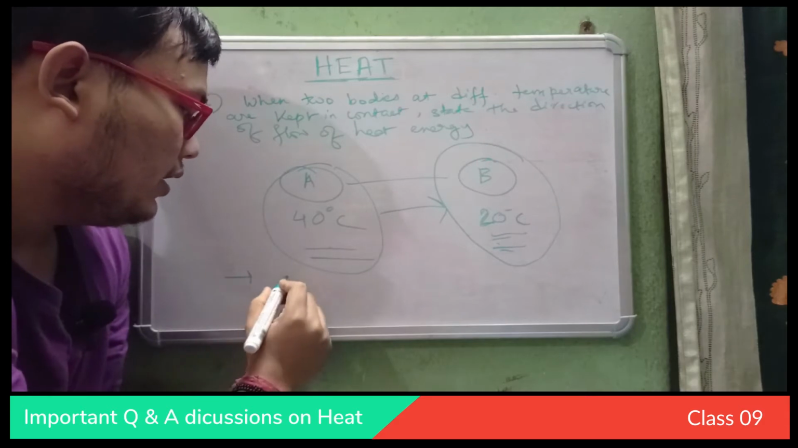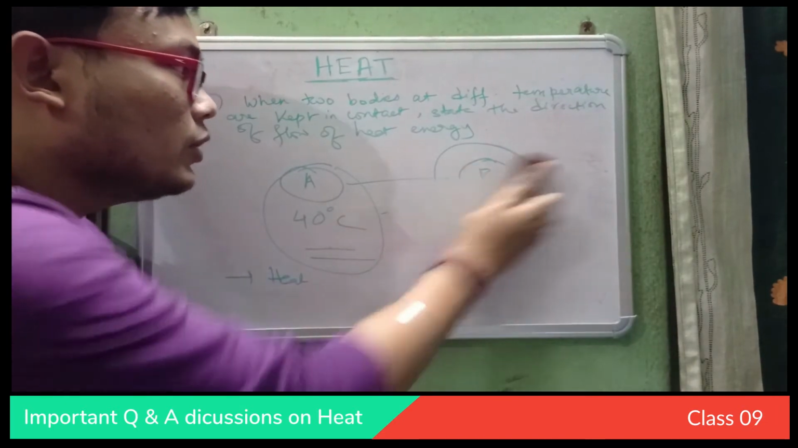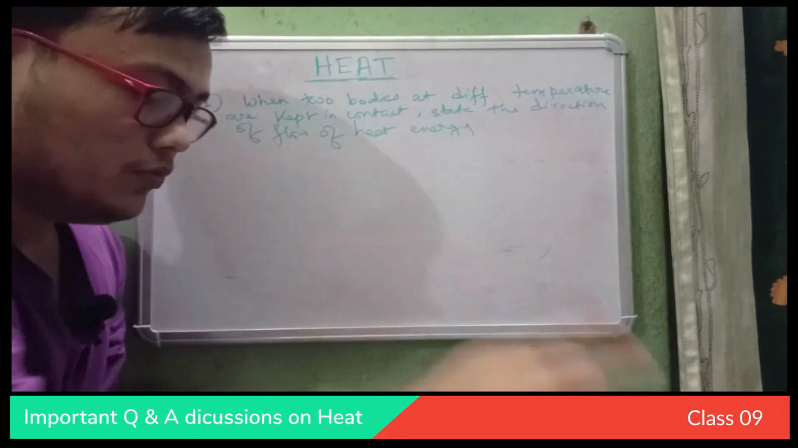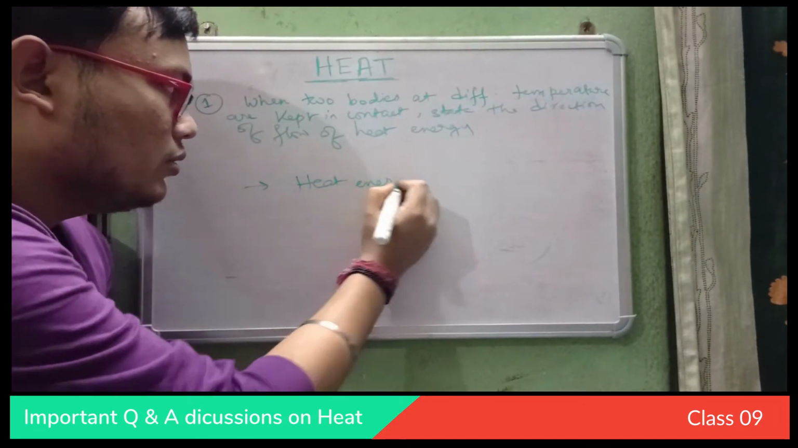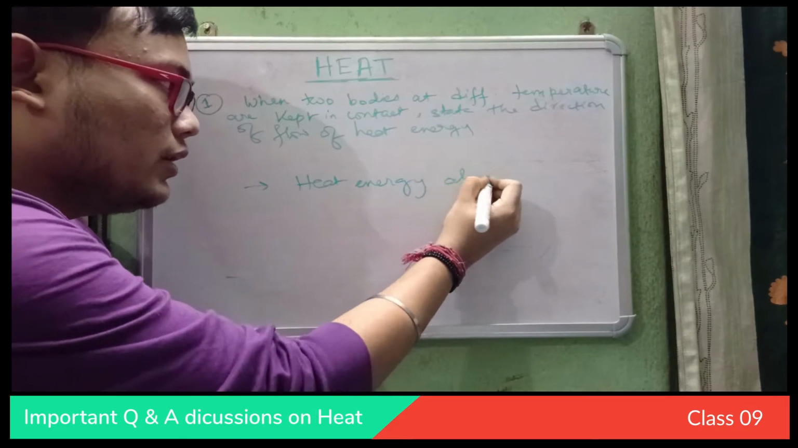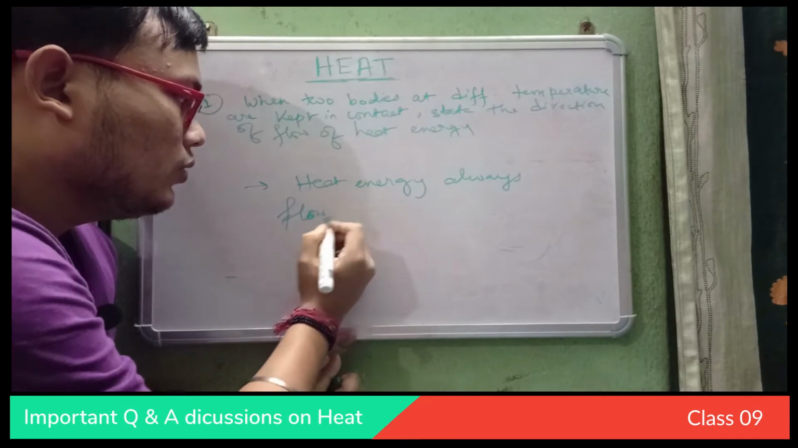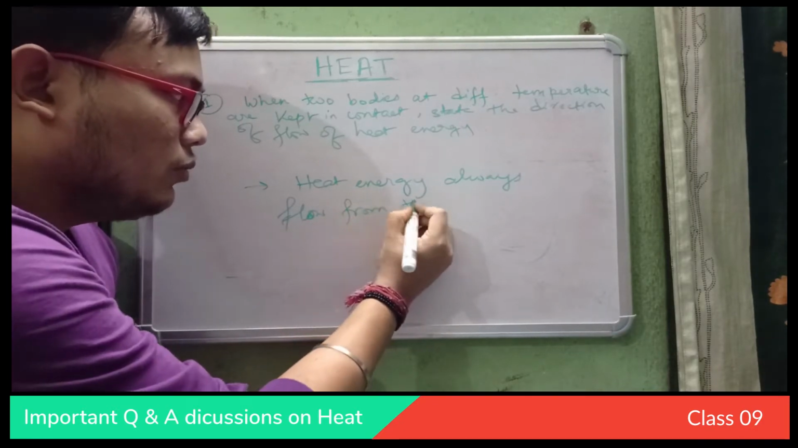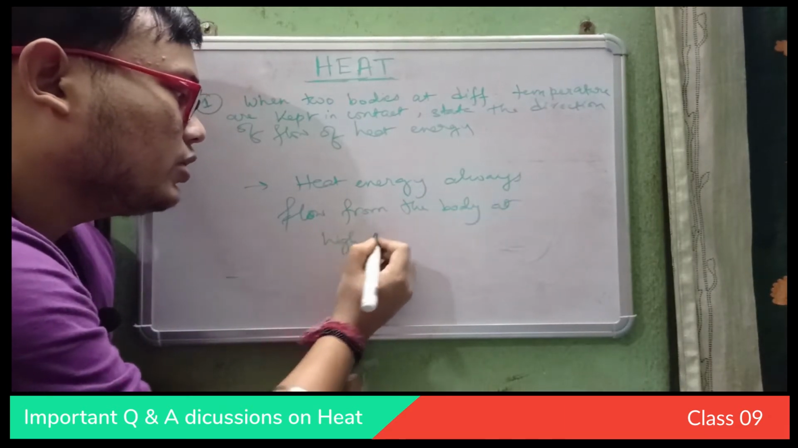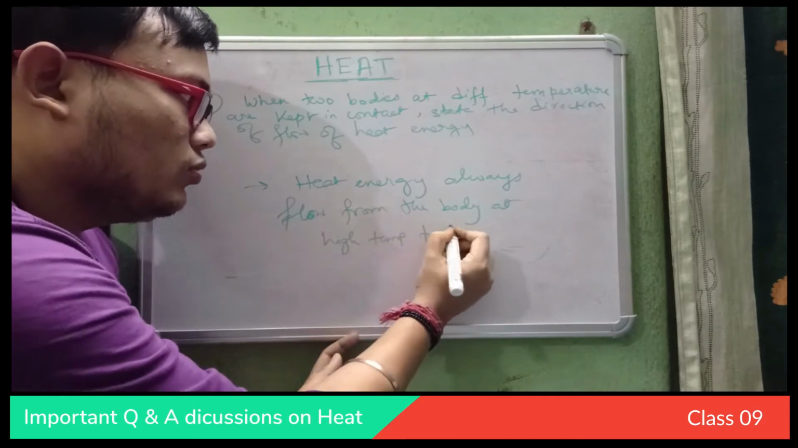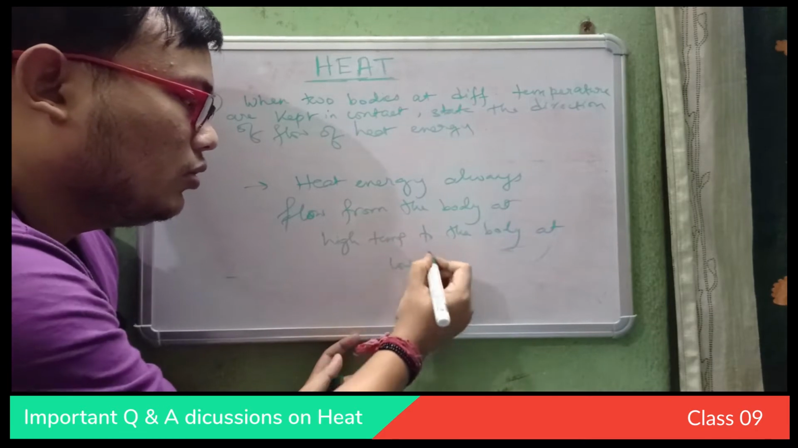So we will write that the answer to this question should be: heat energy always flows from the body at high temperature to the body at low temperature.